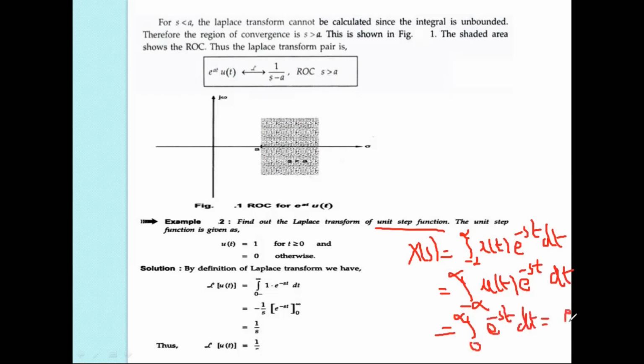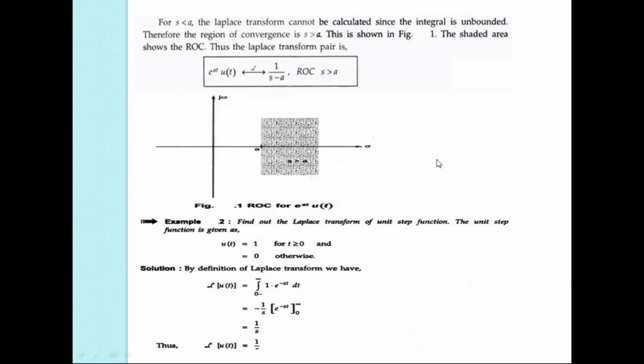That is equal to, applying the integral, e power minus s t by minus s, with upper limit infinity and lower limit 0. Substituting the upper limit, the value is 0. Substituting the lower limit, the value is minus 1 by minus s. So minus and minus get cancelled, and you get 1 by s. So the Laplace transformation of mu of t is equal to 1 by s. Got it?